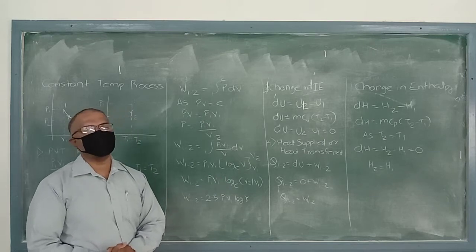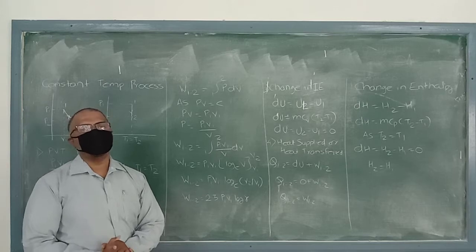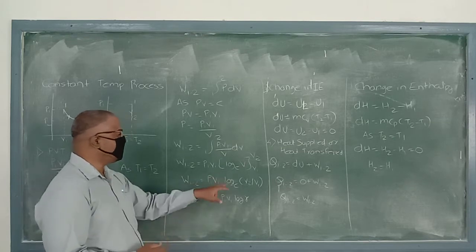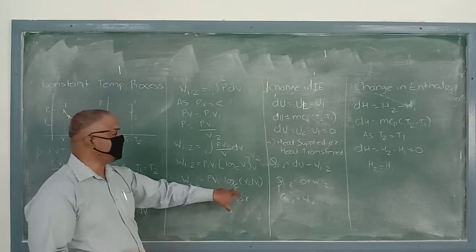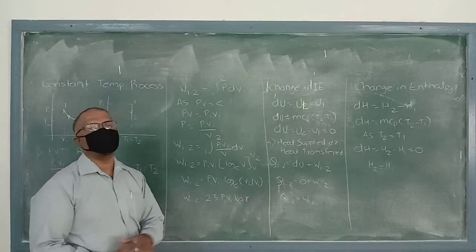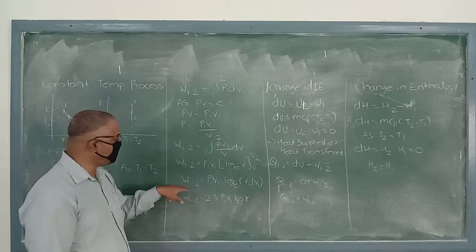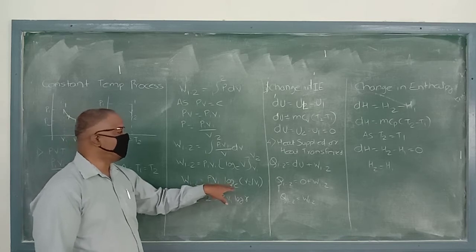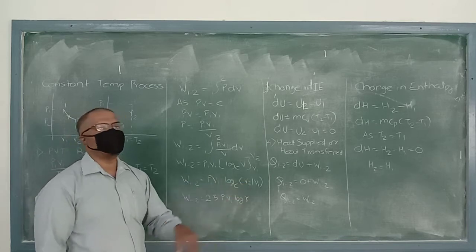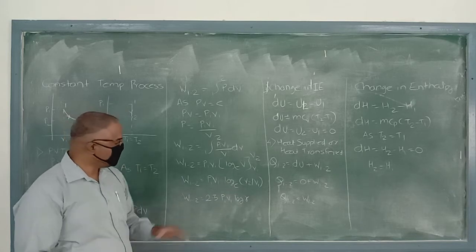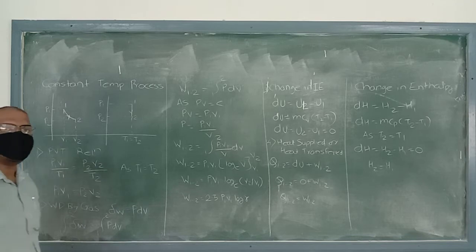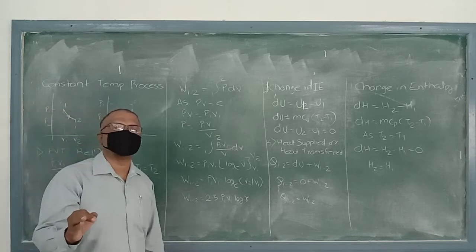So log A minus log B is equal to log A upon B. As per this law we can write log to the base e V2 upon V1. So the equation becomes W12 is equal to P1 V1 log to the base e V2 upon V1. So this much amount of work is done during the isothermal process.